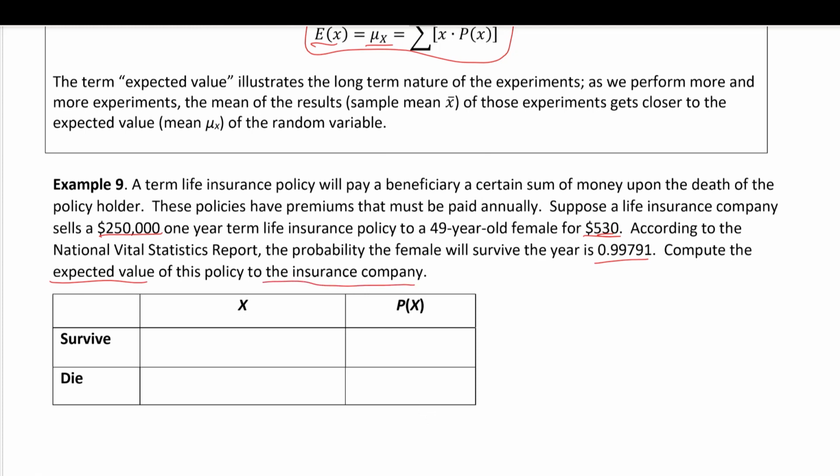So we're talking about essentially cash flows. And from the perspective of the insurance company, any money that's going towards the insurance company will be considered positive. And any dollar cash flow that's leaving the insurance company would be considered negative.